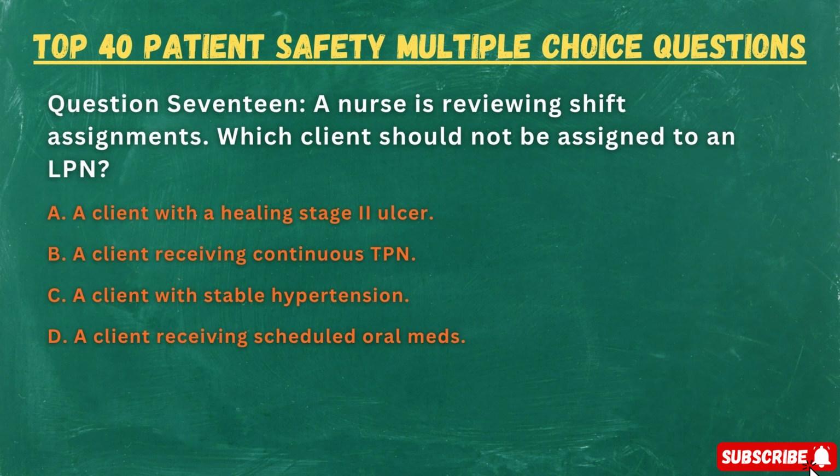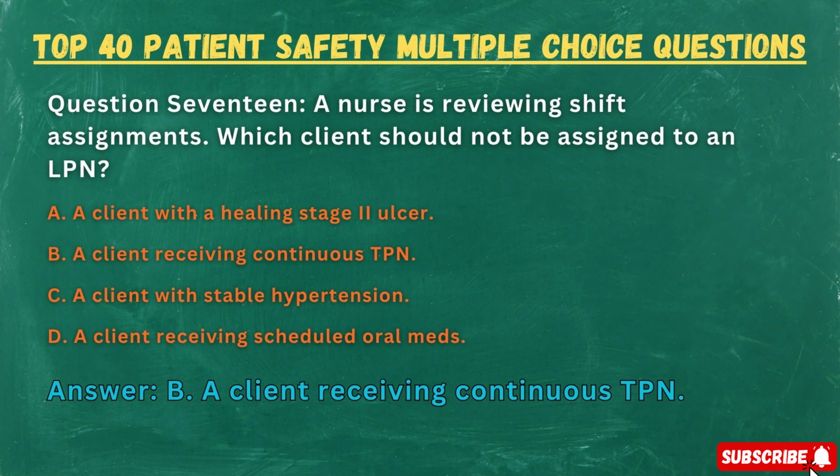Question 17. A nurse is reviewing shift assignments. Which client should not be assigned to an LPN? A. A client with a healing stage 2 ulcer. B. A client receiving continuous TPN. C. A client with stable hypertension. D. A client receiving scheduled oral meds. Answer: B. A client receiving continuous TPN.